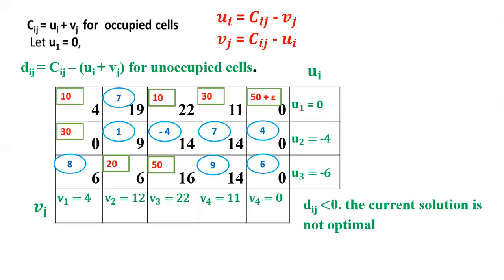If all dij are positive, we can stop. If dij is negative, we move on to the next step. dij less than 0 means the current solution is not optimal. Same condition, you have to draw the loop. If there are two or three negatives, you have to choose the most negative. Here there is only one negative, so we start the loop there.